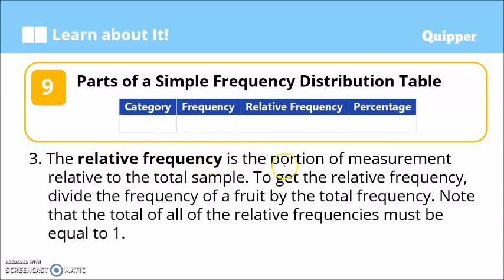The relative frequency is the portion of measurement. Portion. Okay, anong part ng measurement yan? Anong part of the whole frequency? So it is the portion of measurement relative to the total sample. So to get the relative frequency, divide the frequency of a fruit by the total frequency. Frequency of the sample by the total frequency. Note that the total of all the relative frequencies must be equal to 1. Okay? Pag i-add mo lahat ng relative frequency, dapat yung total ay 1.